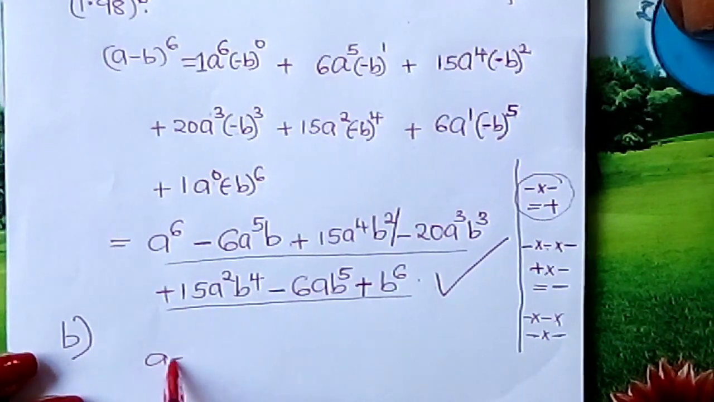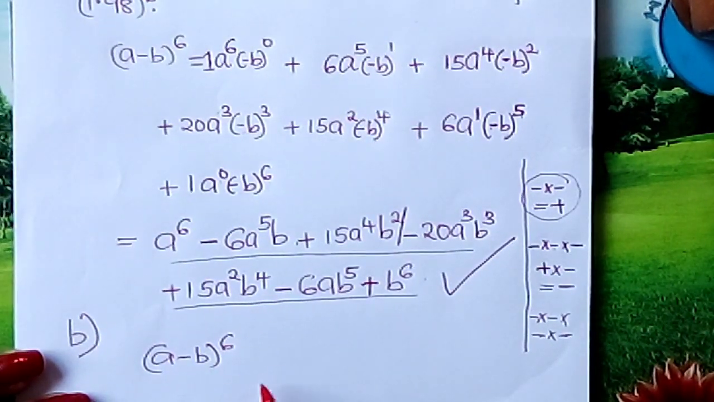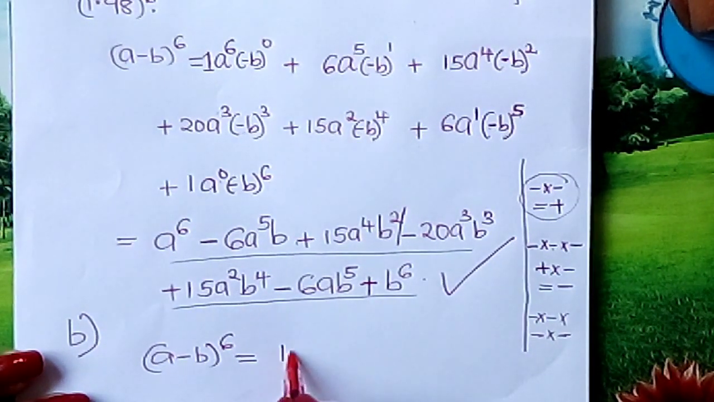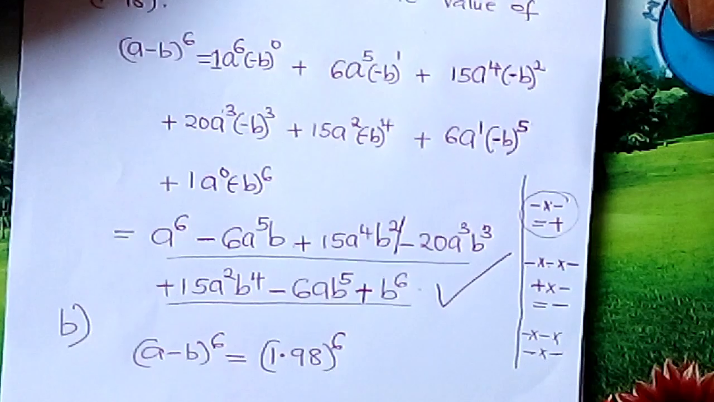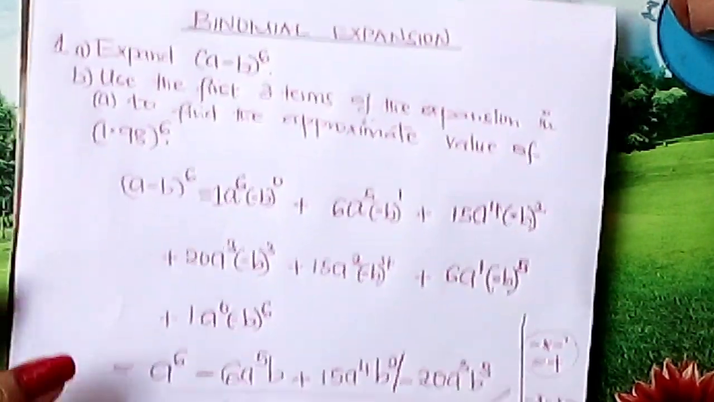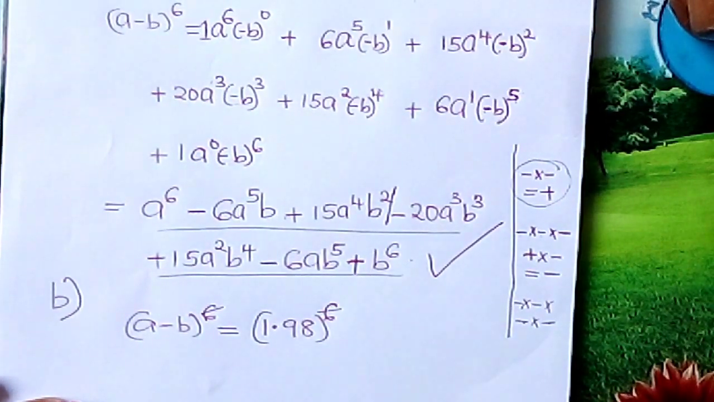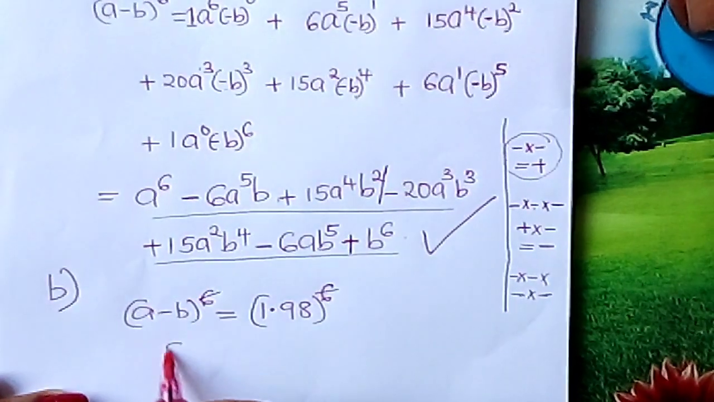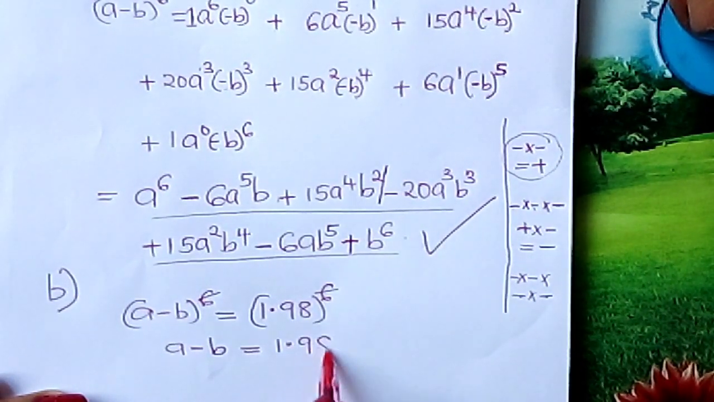You first come and write what you had in the beginning. This is a minus b raised to 6. You equate it to what you want to evaluate. Look at that, learner. You equate it to what you want to evaluate. So if you look at this, learner, the powers are the same. So you knock them out. And so you are left with what? A minus b is equals to 1.98.